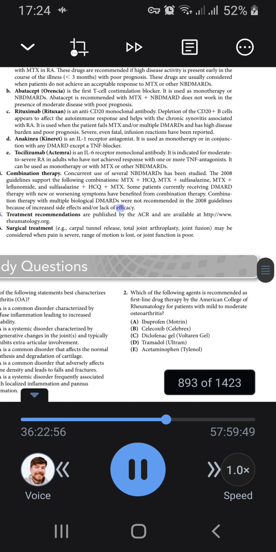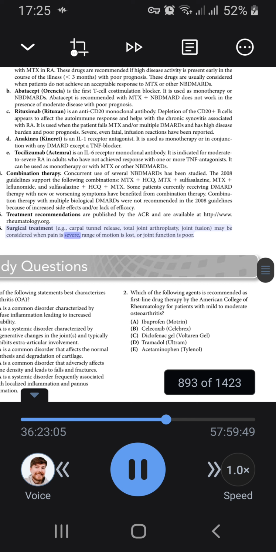5. Treatment recommendations are published by the ACR and are available at rheumatology.org. Surgical treatment, for example, carpal tunnel release, total joint arthroplasty, joint fusion, may be considered when pain is severe, range of motion is lost, or joint function is poor.